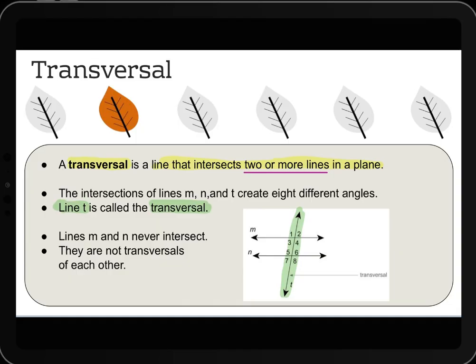Now, when we say M and N never intersect, that's the same thing as saying that M is parallel to N. So for future diagrams that use this exact diagram, we're going to make the assertion that they are parallel lines in this case. Transversals can also intersect non-parallel lines as well. M and N are not transversals of each other.